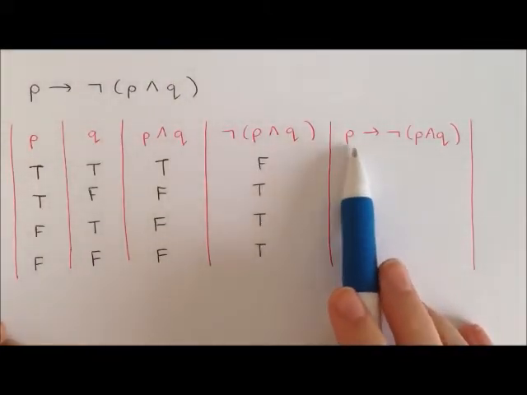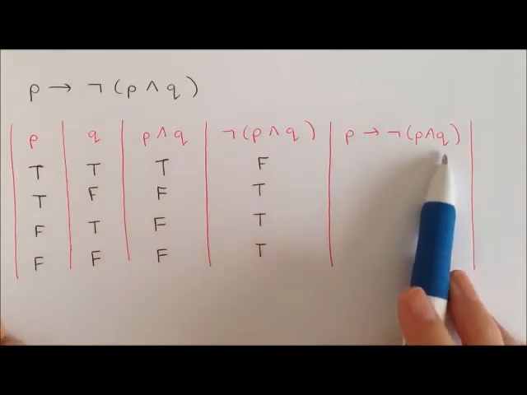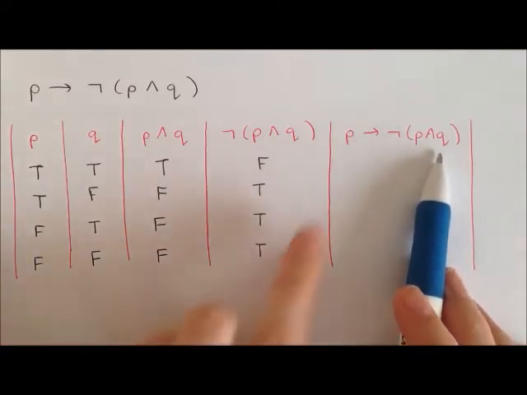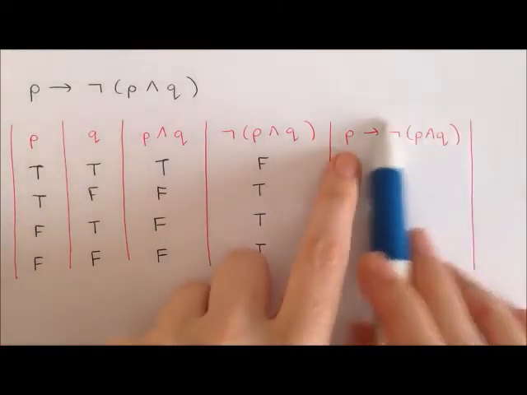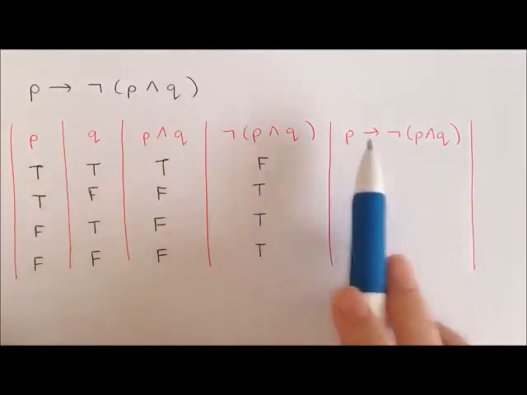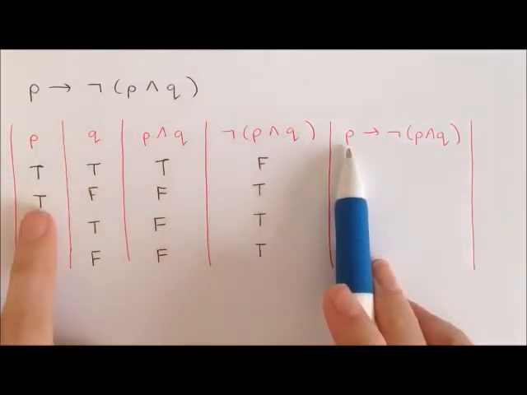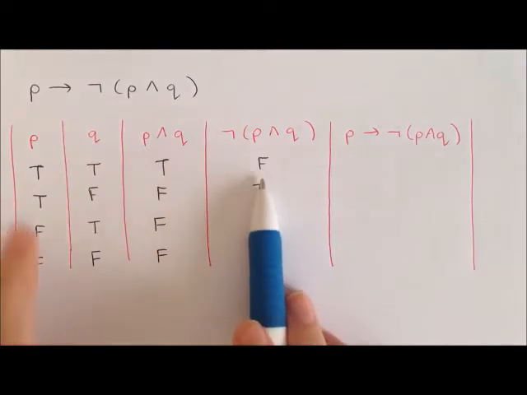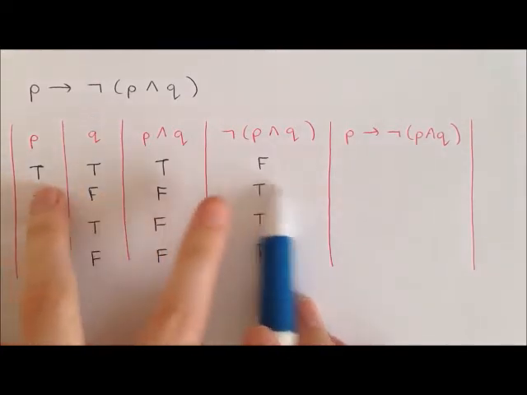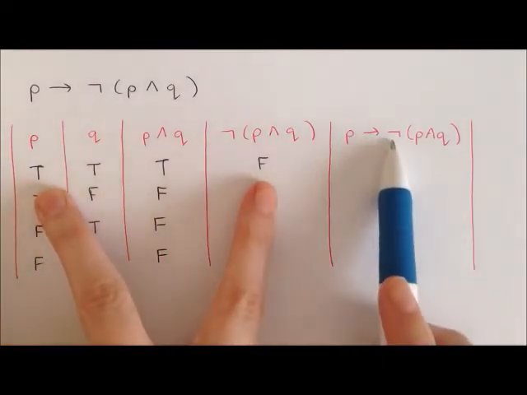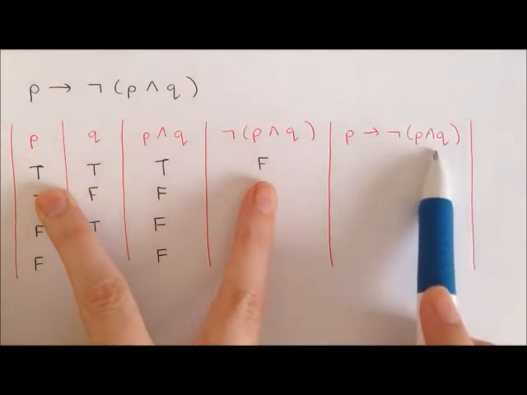So we've got if P, then not (P and Q). We've got two different columns here. We've got the not (P and Q) column, which is this one, and we've got the P column, which is the first one. So we have a look. Now what you do with these two is you have a look at what the arrow is pointing to.